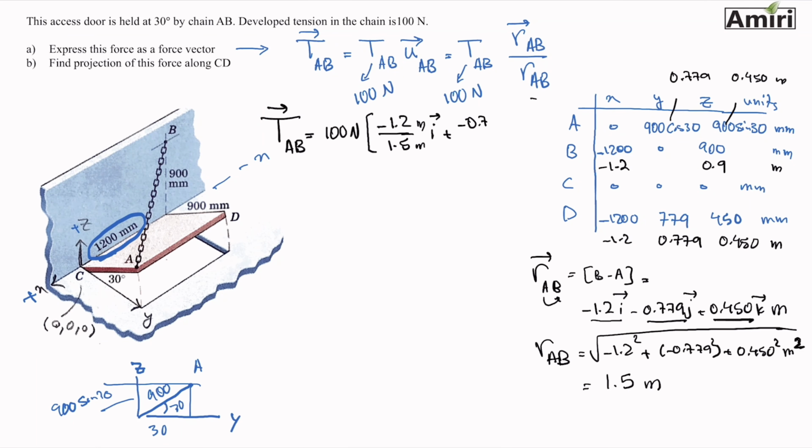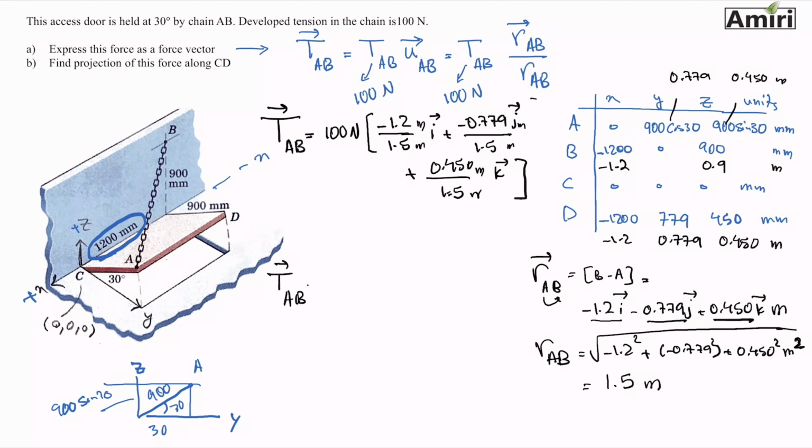Minus 779 J, in meters, divided by 1.5 meters. Sorry, running out of space a little bit. Plus 450 divided by 1.5 meters, and that is K. So 100 newtons get multiplied by the first term, 100 newtons get multiplied by the second term, and 100 newtons get multiplied by the third term.